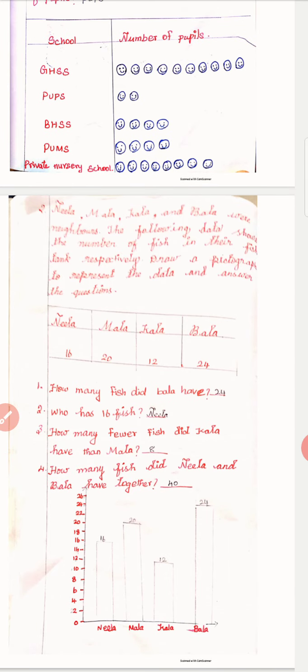How many fish did Bala have? 24. Who has 16 fish? Neela. Then, how many fewer fish did Kala have than Mala? 8 fish. 20 minus 12 is 8.